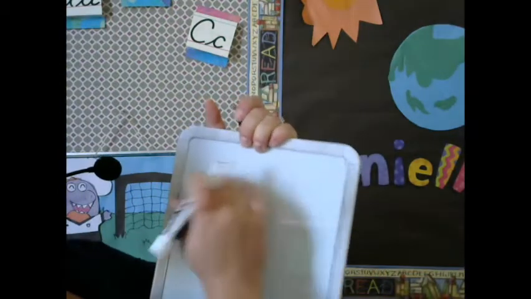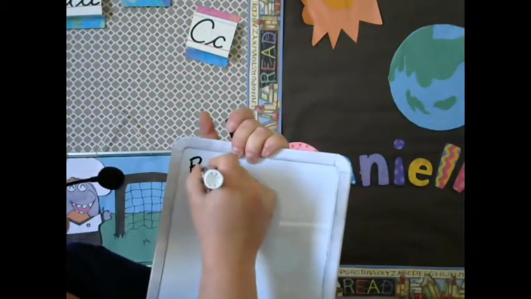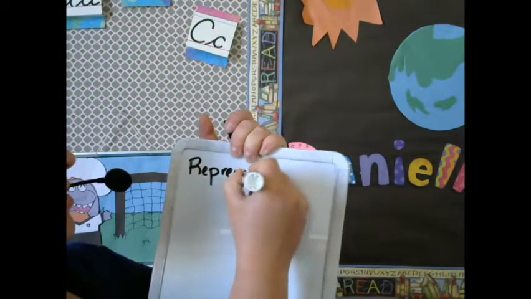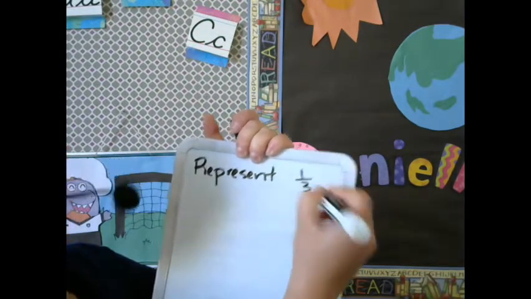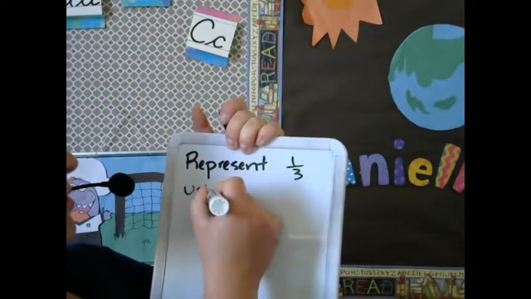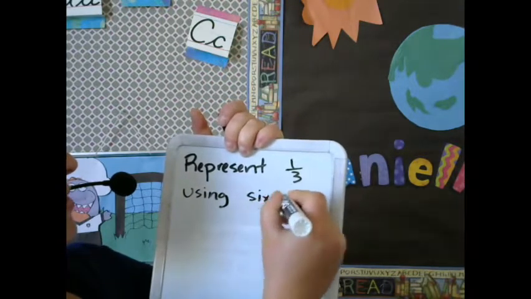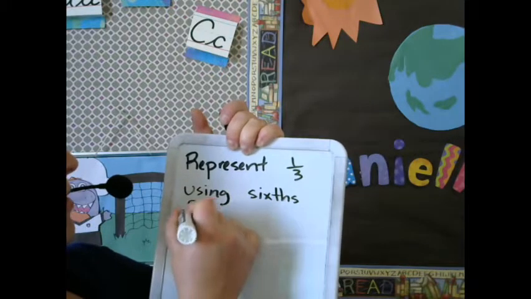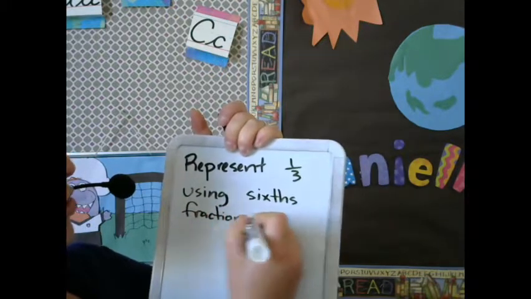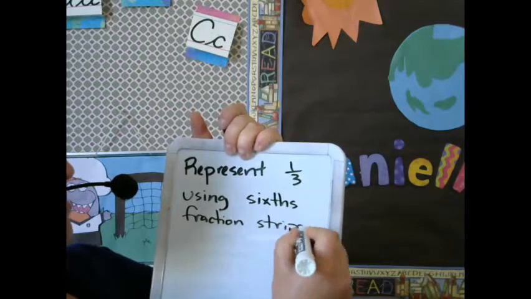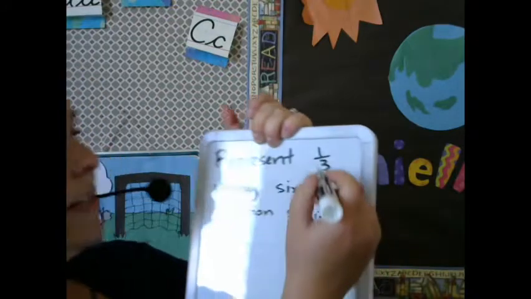Okay, because sometimes on Prodigy, it will ask you to do a problem that's dealing with equivalent fractions, and you're not using wholes, you're using actual fractions. So it might say something like this: represent 1/3 using sixths fraction strips. Okay? So we know that the part we're trying to find is 1/3.